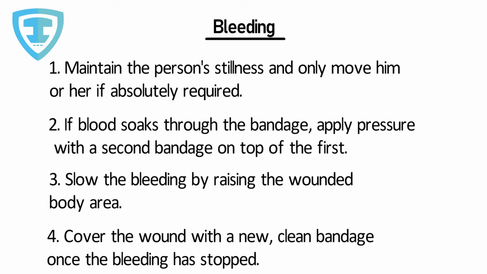If blood soaks through the bandage, apply pressure with a second bandage on top of the first. That means when you apply the first bandage and you can still notice that there is a lot of blood on that bandage, you can apply pressure with a second bandage to stop the bleeding. Slow the bleeding by raising the wounded area. Then cover the wound with a clean bandage once the bleeding has stopped.